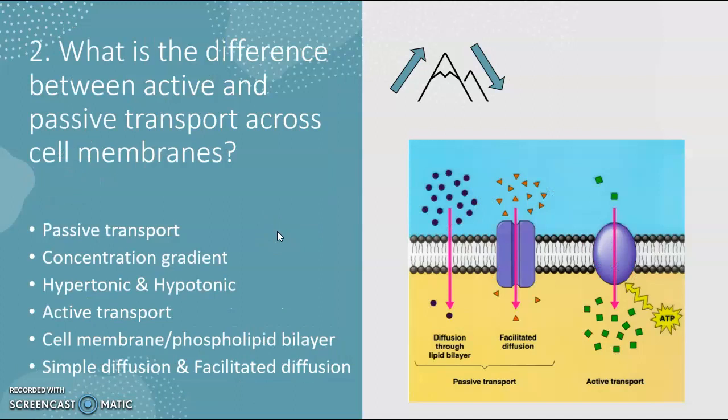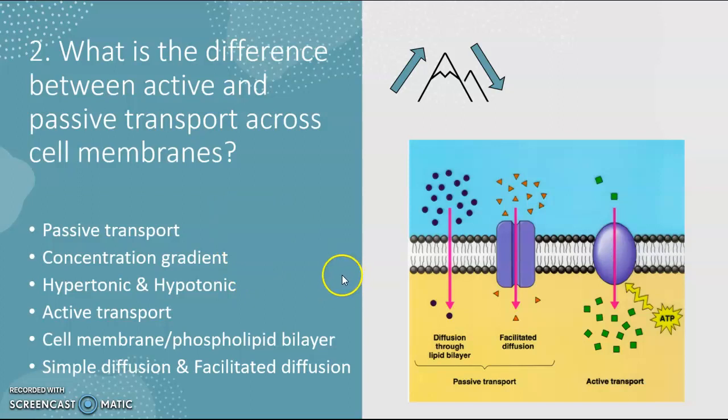What is the difference between active and passive transport across cell membranes? Passive transport is when molecules move with the flow of the concentration gradient through the phospholipid bilayer, also known as the cell membrane. A concentration gradient is when there's a high concentration on one side and a low concentration on the other side.